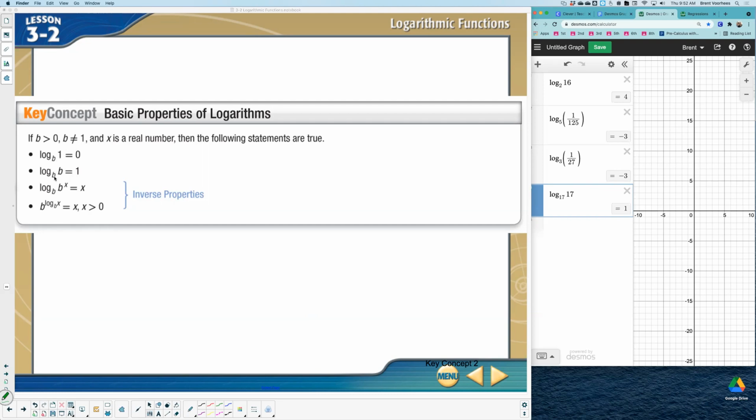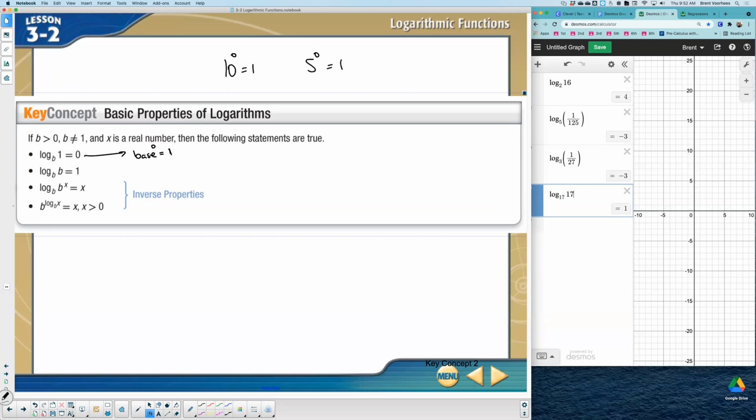So first off, a base raised to a power of 0 equals 1 always. So let me translate this using exponentials. Any base raised to the power of 0 always equals 1. Okay, so that's here in log form. Anything raised to the power of 0, I don't care what it is. What is 10 to the power of 0? 1. Good. What is 5 to the power of 0? What is x to the power of 0? 1. What is 1 to the power of 0? 1. Okay, anything raised to the power of 0 is 1.